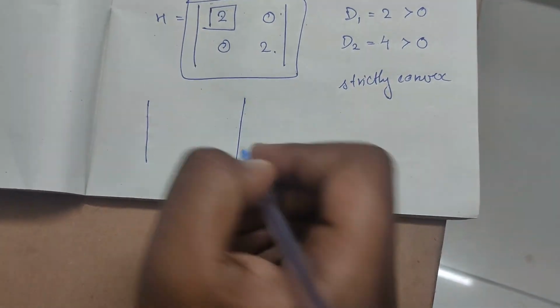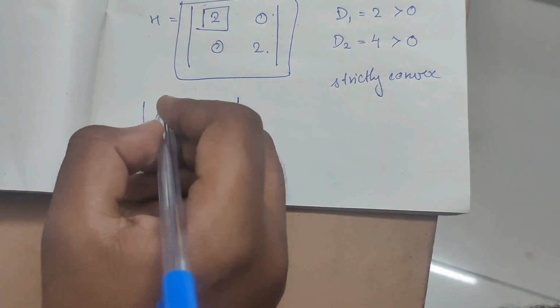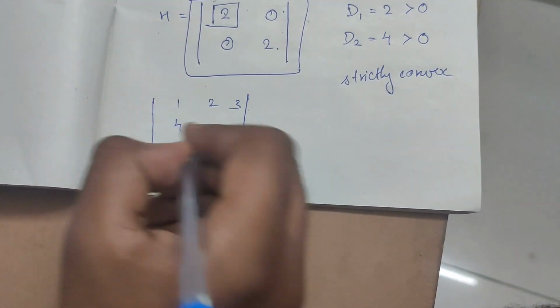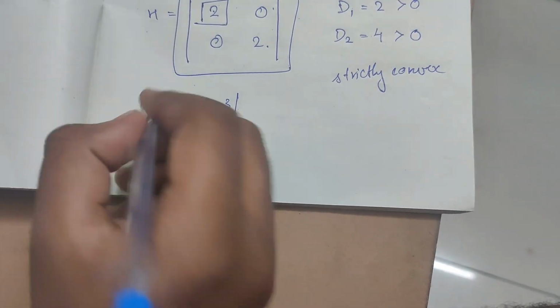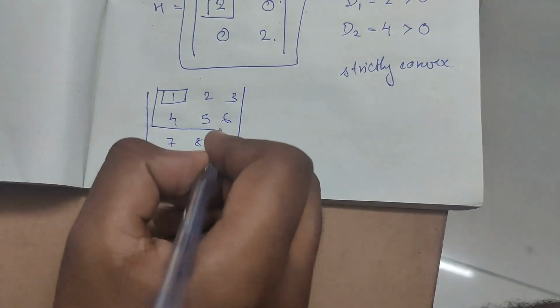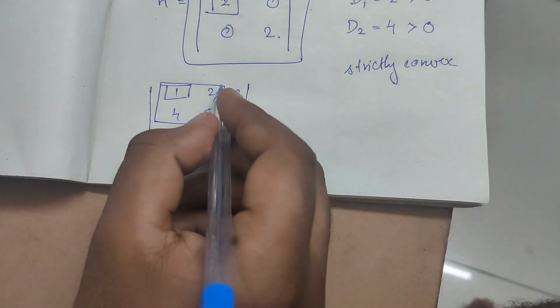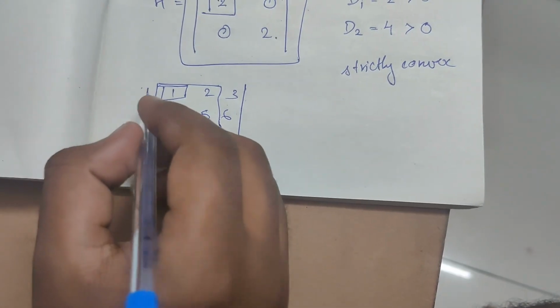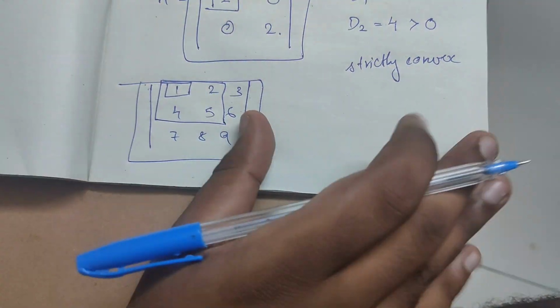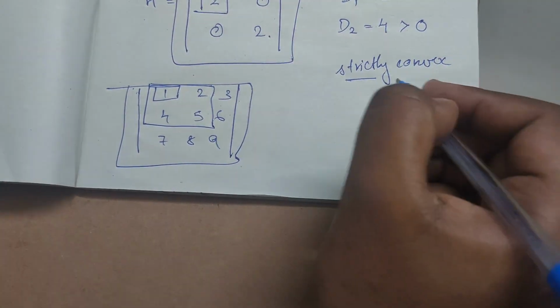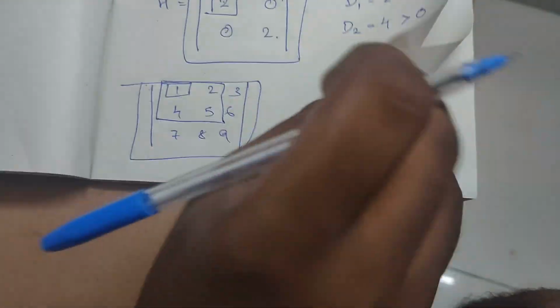See, if you have a 3 by 3 matrix, say 1 2 3 4 5 6 7 8 9, here d1 is 1, here d2 is the determinant of these 4, and d3 is the determinant of this. Okay, I hope you understand. Fine. So this was the question for strictly convex. Now next, you have another question.